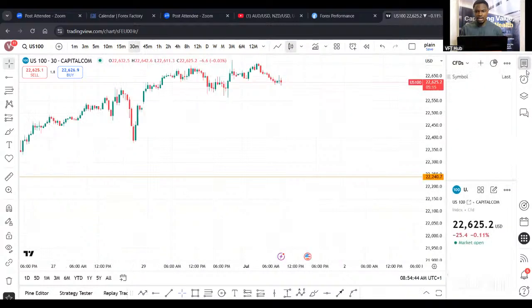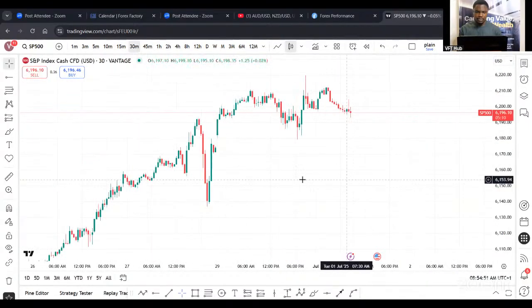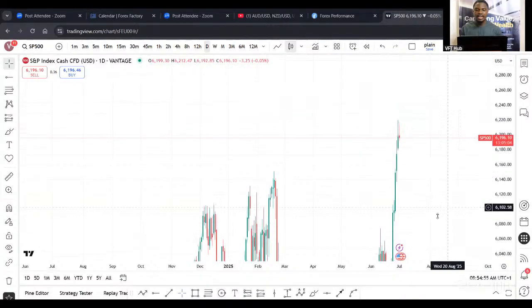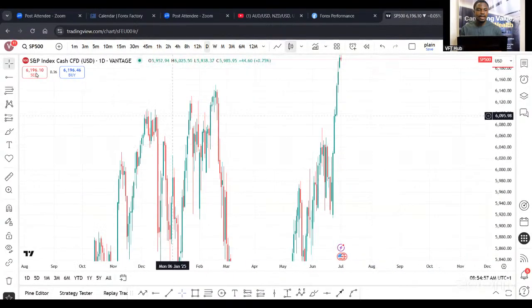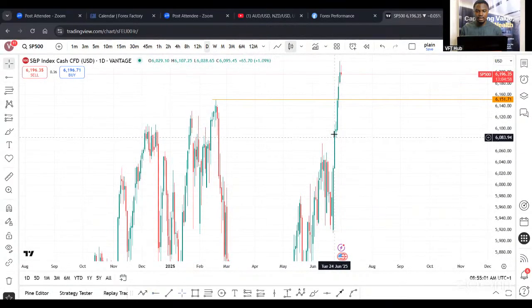So moving to the next one, which is our S&P 500, right? S&P 500 also had almost the same analysis. One thing I mentioned very clearly last week was this. As at when price was in those levels that we marked out, the S&P 500 was still somewhere around here, if I'm not wrong.